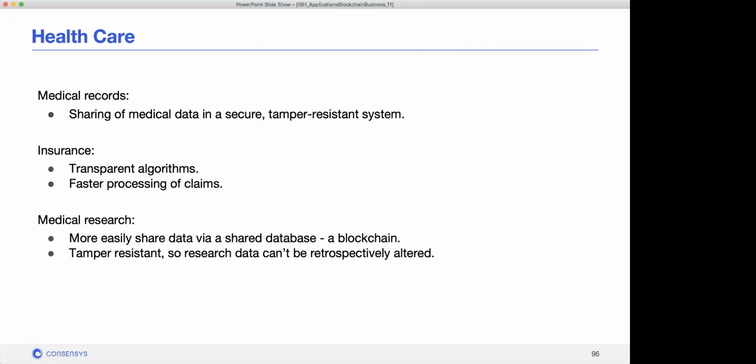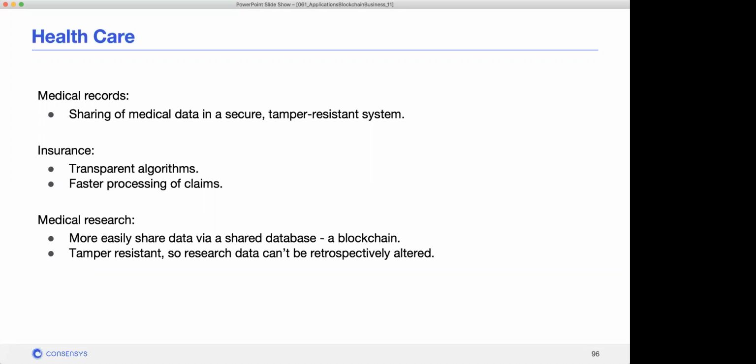Healthcare. So you can do medical record sharing. And so you can share information and it's tamper resistant. So you don't have to worry about people, say, forging or modifying your records. Say for insurance, you'd be able to have transparent algorithms, so you would know under what circumstances a policy was going to be paid out. And you might be able to do faster processing of claims as well.